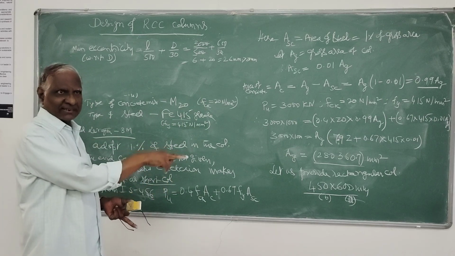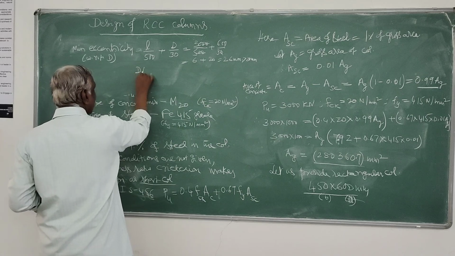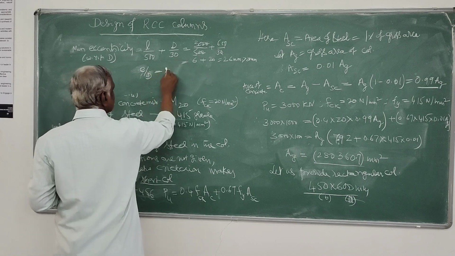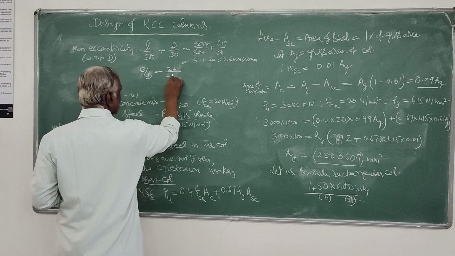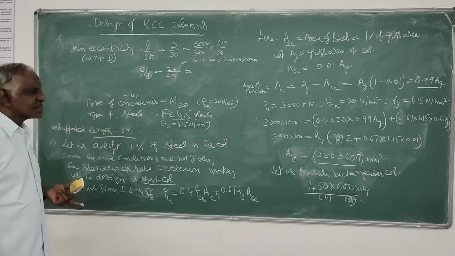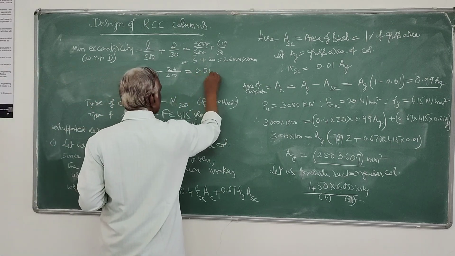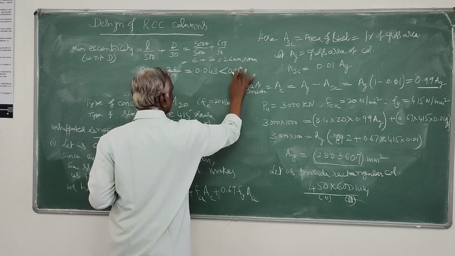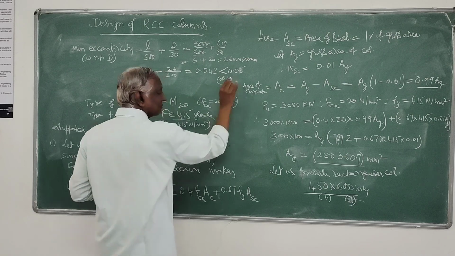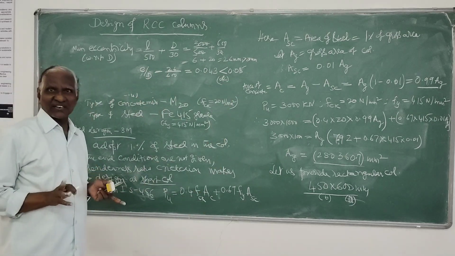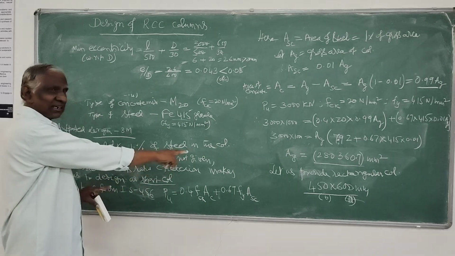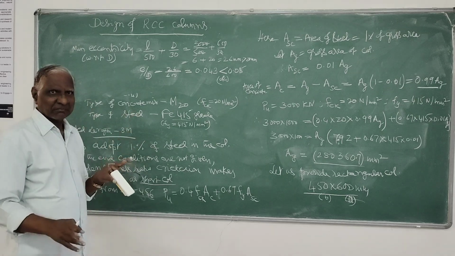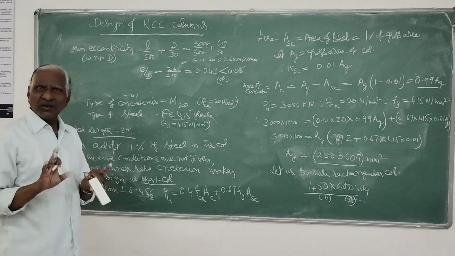Another criteria is attached. So that is E by D. E is 26, D is 600, this is 0.043, less than 0.05. Okay. Any one you have to satisfy. So that means whatever dimension you have assumed, that is not creating any movement. It is only axially loaded.